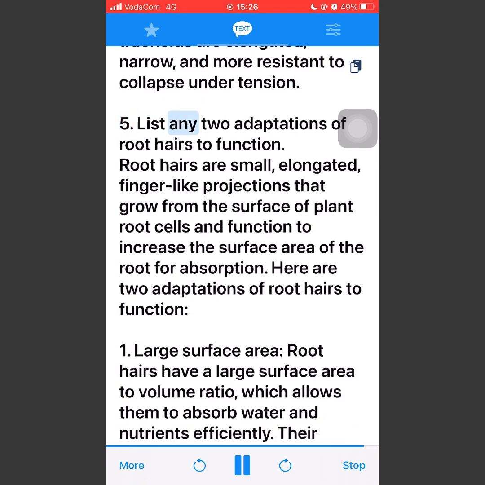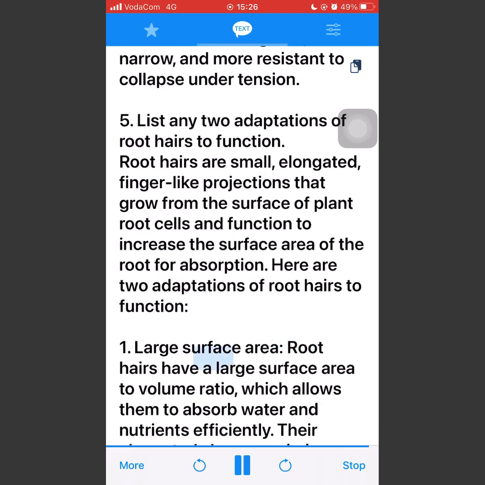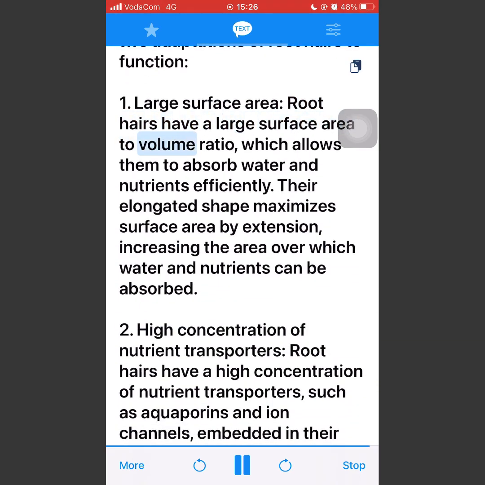5. List any 2 adaptations of root hairs to function. Root hairs are small, elongated, finger-like projections that grow from the surface of plant root cells and function to increase the surface area of the root for absorption. Here are 2 adaptations of root hairs to function. 1. Large surface area. Root hairs have a large surface area to volume ratio, which allows them to absorb water and nutrients efficiently. Their elongated shape maximizes surface area by extension, increasing the area over which water and nutrients can be absorbed.